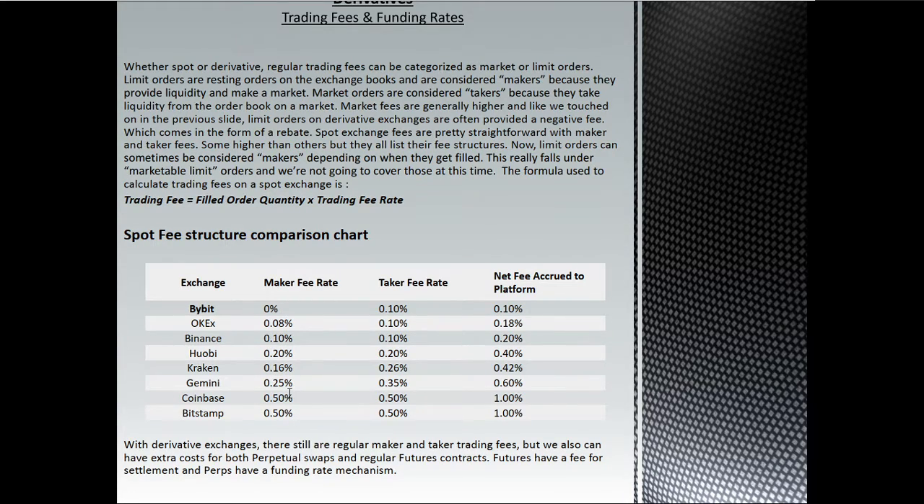So with derivative exchanges, there are still regular maker and taker trading fees, but we can also have extra costs for both perp swaps and regular futures contracts. Futures have a fee for settlement, and perps have a funding rate mechanism.